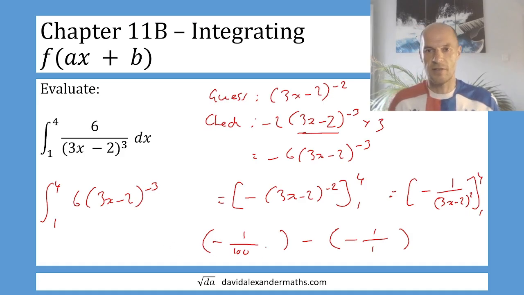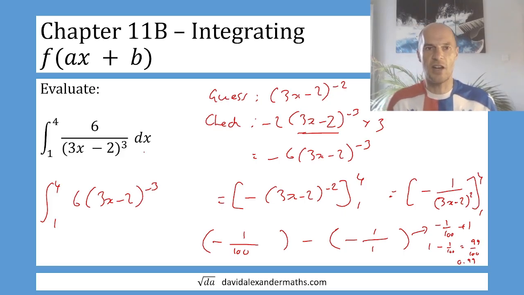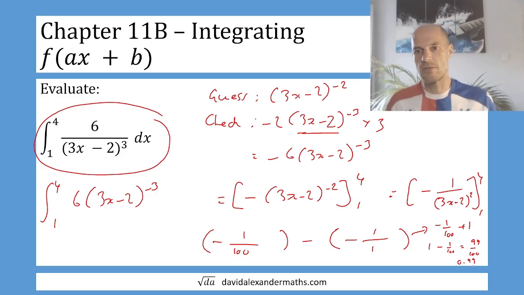So I'm sort of running out of space here. So that's going to be minus 1 over 100 plus 1, which is the same as 1, take away 1 over 100, so it is 99 over 100, or 0.99. Okay, so the definite integral is 0.99.